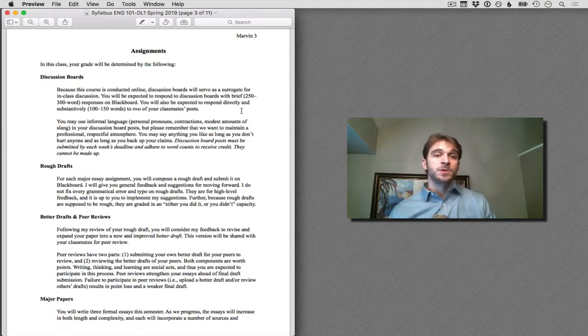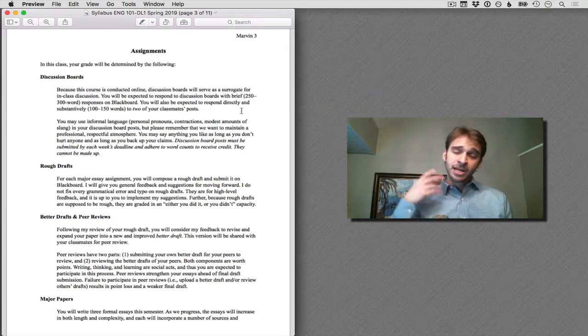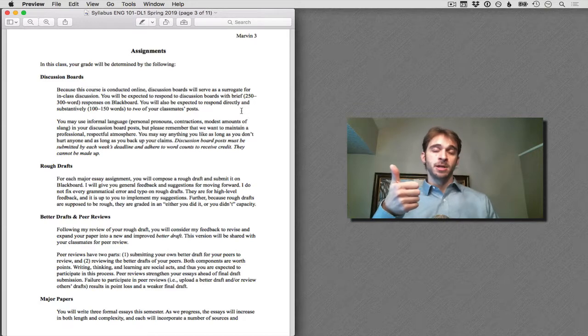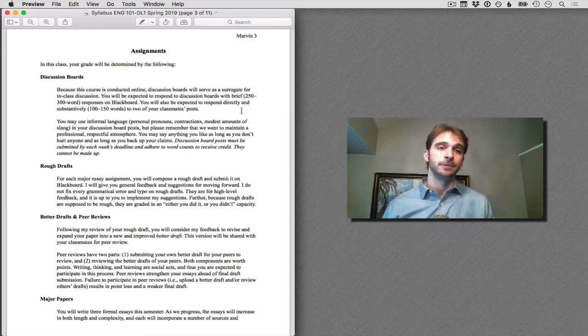You will be expected to respond to discussion boards with brief 250 to 300 word responses on Blackboard. You'll also be expected to respond directly and substantively, that's 100 to 150 words, to 2 of your classmates' posts. So each discussion board is going to involve you posting at least 3 times. You will post your own thread in the discussion forum, then you will read your classmates' posts, and you will respond to at least 2 other people, right? 2 different people. Obviously, you can post much more than that, but that's the minimum required for each discussion board.